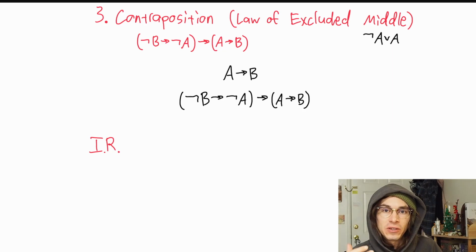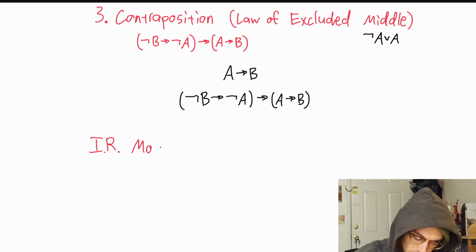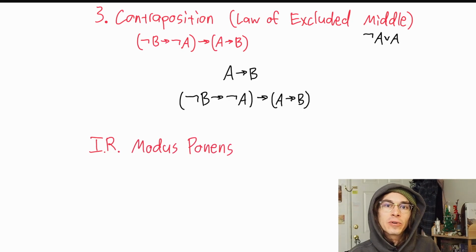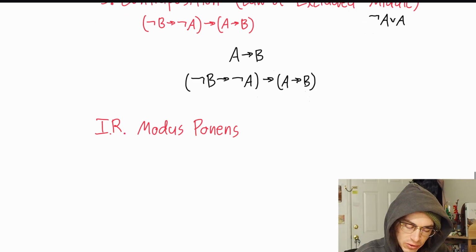Now, with the Hilbert system, we also have one fundamental rule of inference. This is something that is used to draw conclusions from those 3 axioms. And it's called modus ponens, which is Latin for the affirming mode or affirming way. And it looks like this.